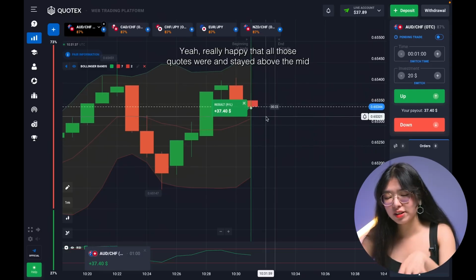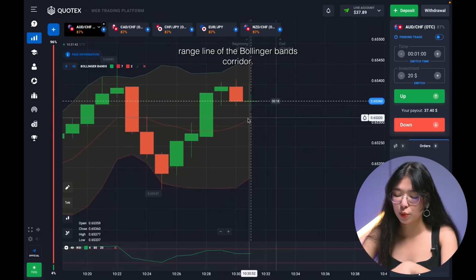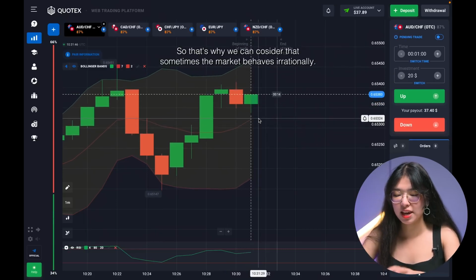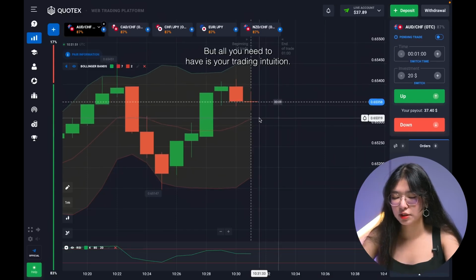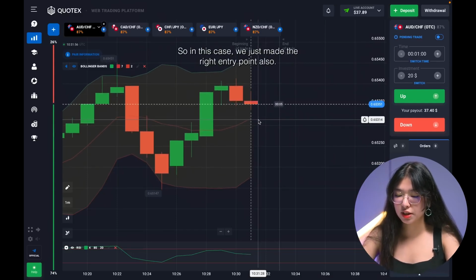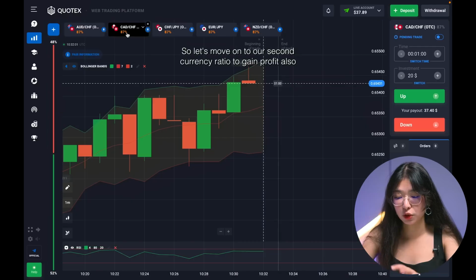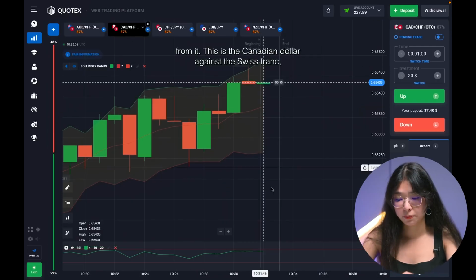Incredible. So I'm really happy that all those quotes weren't stayed above the mid-range line of Bollinger Bands corridor. That's why we can consider that sometimes the market behaves irrationally. But all you need to have is your trading intuition. So in this case, we just made the right entry point also, and let's move on to our second currency pair to gain profit also from it. This Canadian dollar against the Swiss franc.